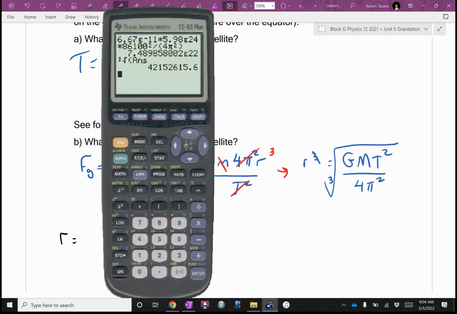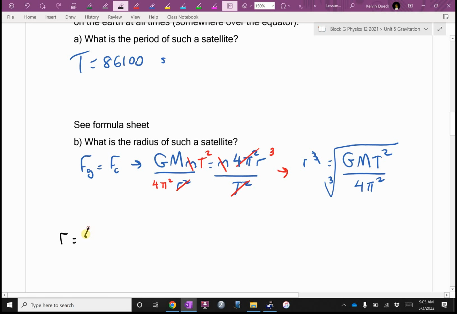Is that right? That looks wrong to me. Maybe it's right. Is it right? Do you get the same thing? Okay. 4.22 times 10 to the 7th meters.